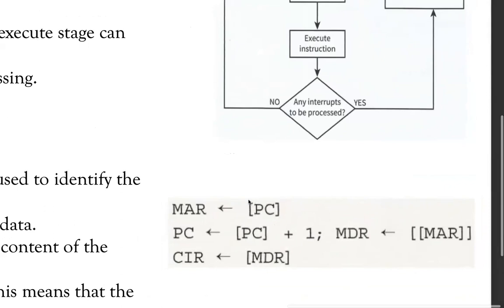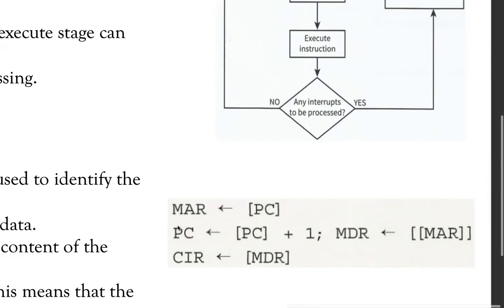Now, what do these brackets mean? Let's try to understand. As we are aware, the PC holds the address for the next instruction, so the address of the next instruction is currently the contents of the PC. So these square brackets represent the contents of the PC. So the contents of the PC, which are the address of the next instruction, are transferred to the MAR. So that's what happens in the first part of my fetch decode execute cycle.